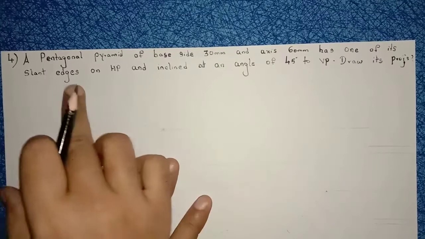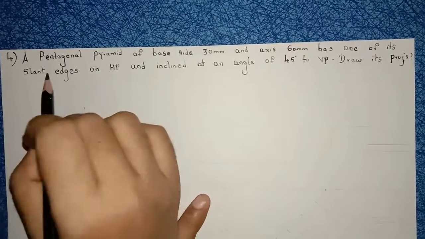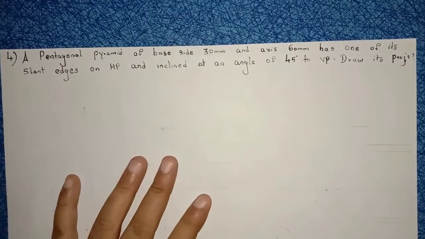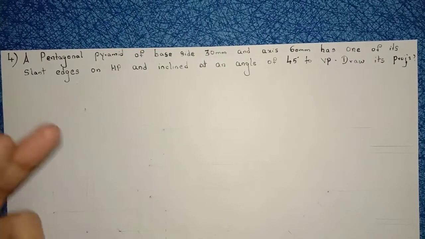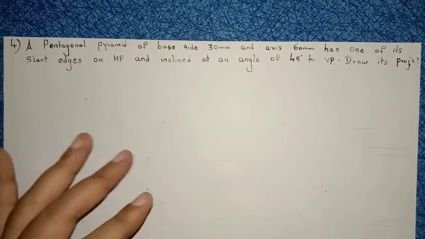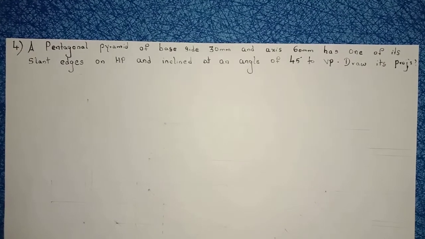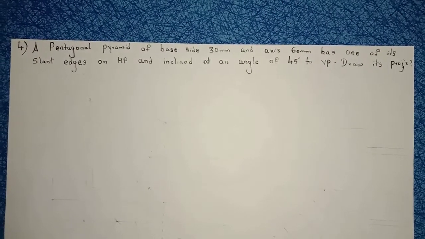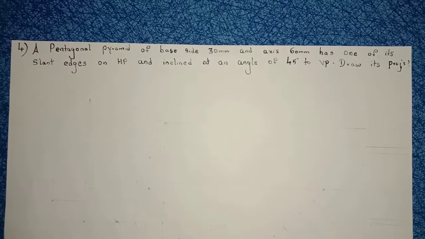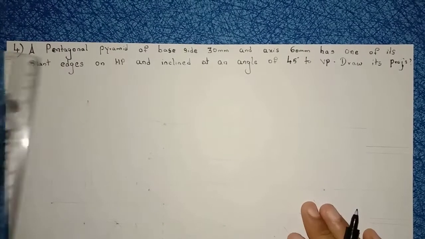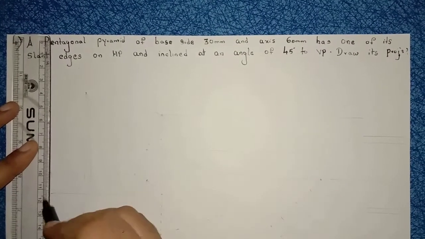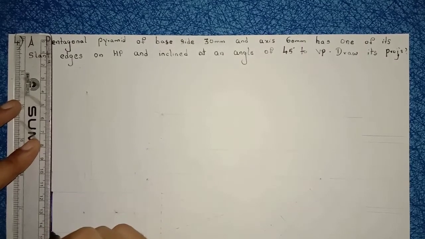Right, now slant edge on HP means you have to construct the pentagonal pyramid on HP. If you construct the pentagonal pyramid on HP, right, the slant edges will be on HP. So let us see how to construct this one. Construct the pentagon. Angle for pentagon is 108 degrees. Length of this pentagon is 30 mm.